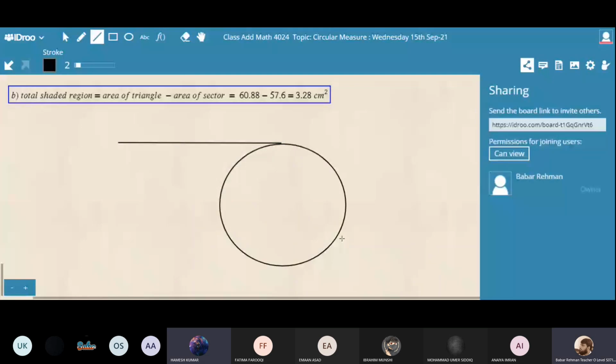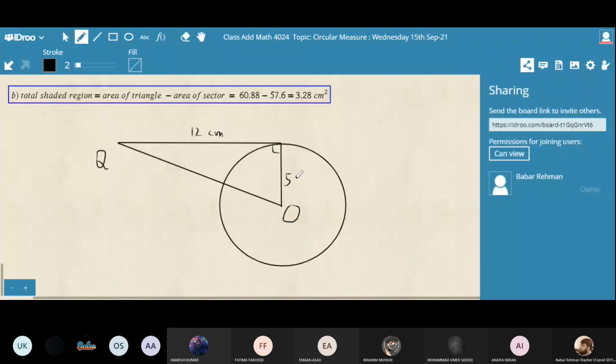And then what have I drawn here? Tell me, what did I draw in front of you? Composite figure of triangle and circle. Achha, very good. Now this is basically a right angle triangle, and this O is the center of the circle, and this is 5 centimeter, and this point is called P, and this point is called R. Be careful. So can anybody tell me the name of the sector? OPR.